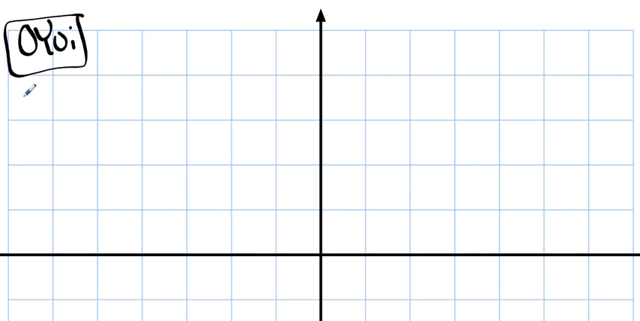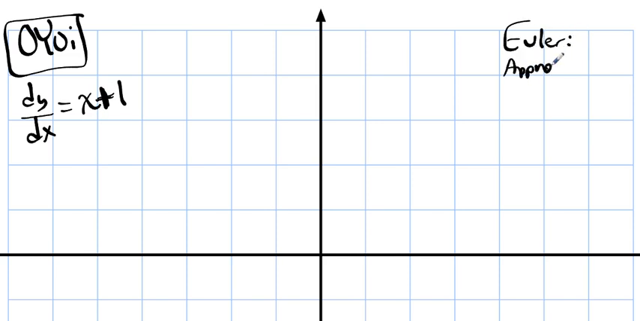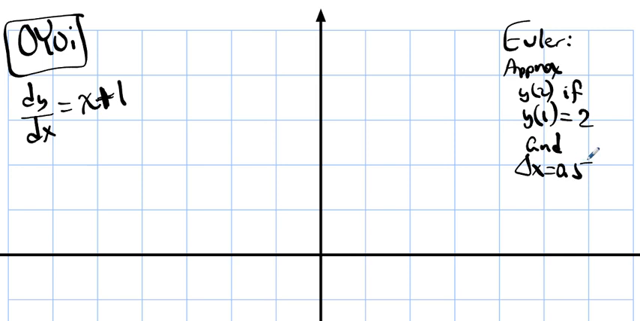Let's get a slope field for this differential equation where dy dx is x plus 1. And then let's use Euler's method to approximate for this differential equation. Let's approximate the y value at 2 if the y value at 1 is 2 and delta x is 0.5. So let's use 2 subintervals.